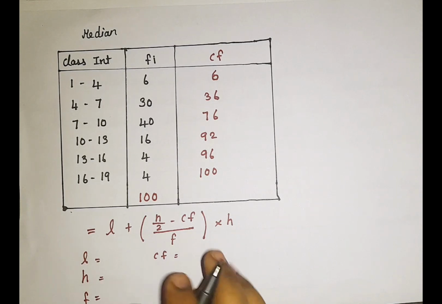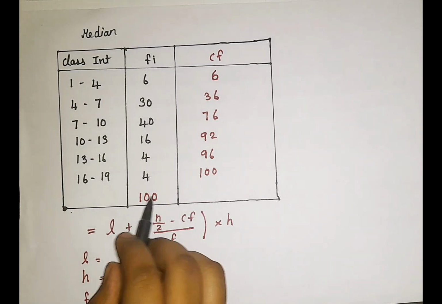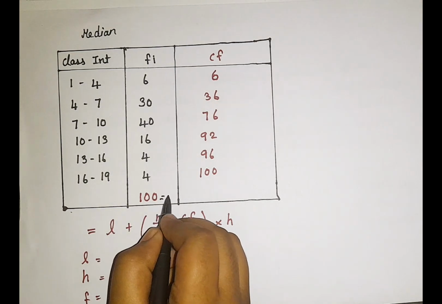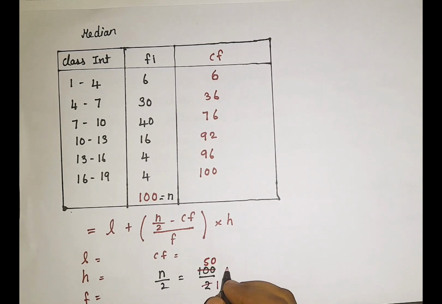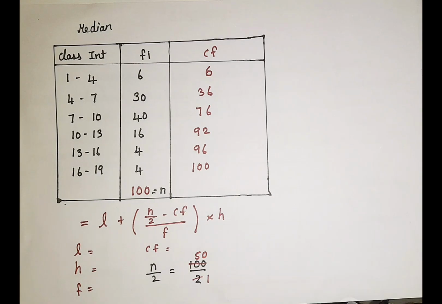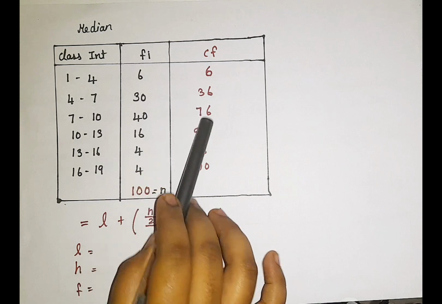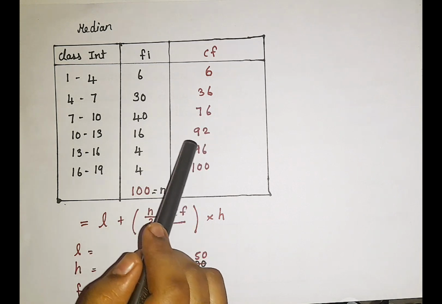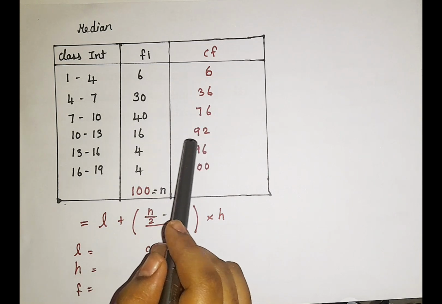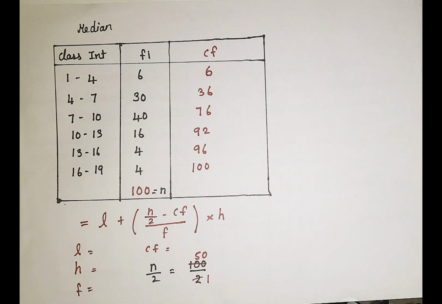Since we found the CF values, here the total is 100, so this is going to be your n value. So n by 2 is equal to 100 divided by 2, which is 50. So guys, we are going to be comparing it with 50. According to 50, which is the greatest number among these? 76 is the greatest number, isn't it? So since 76 is the greatest number, we are going to mark it.